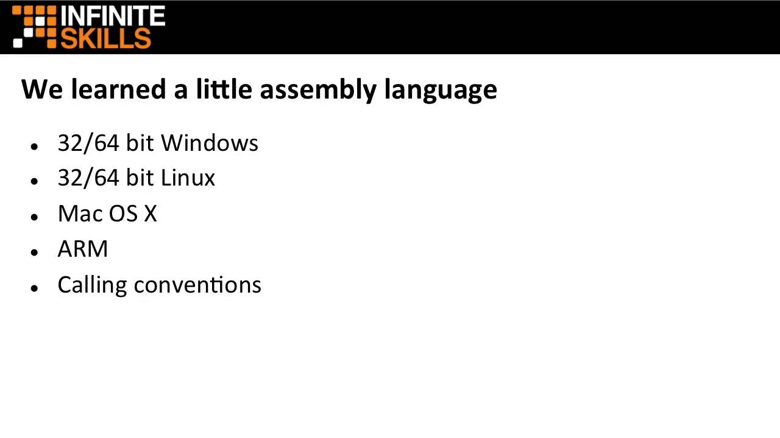We learned a little bit of assembly along the way. We looked at both 32 and 64-bit assembly as it applies to Windows and Linux. We also touched on the Mac system and how it differs a little bit when it comes to Linux. And we talked about ARM and how it's very different in terms of selectable endianness and all of those other issues, different registers and different calling conventions.